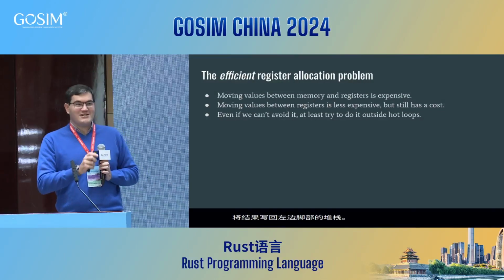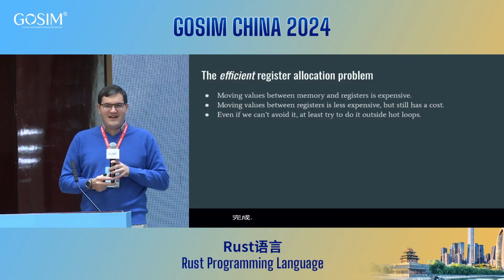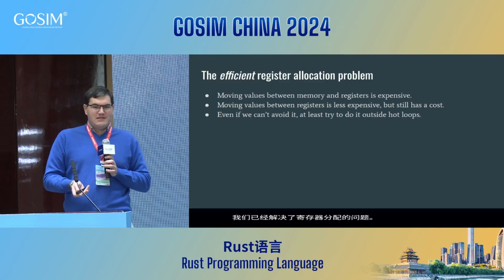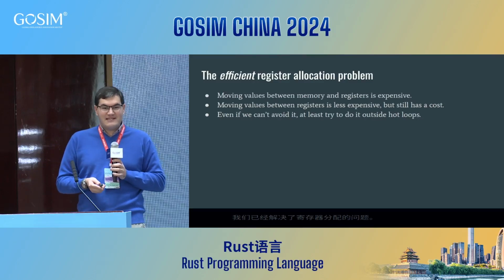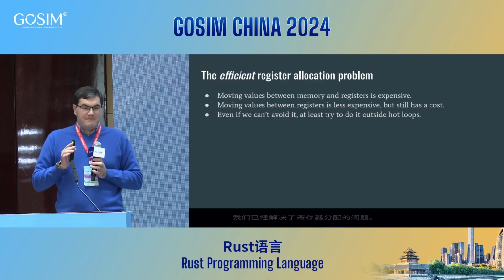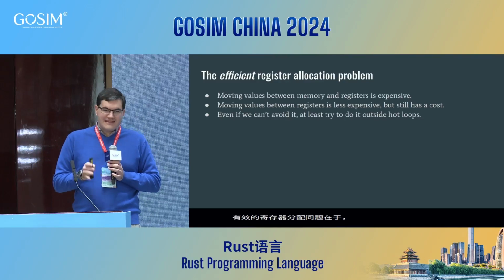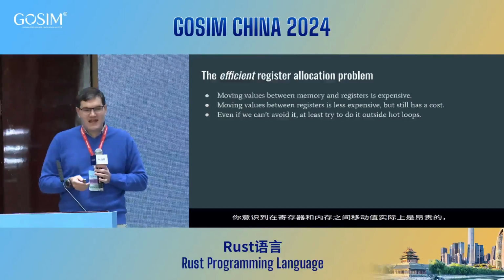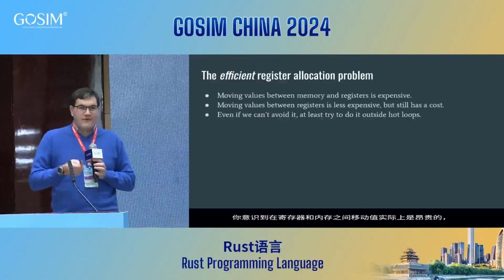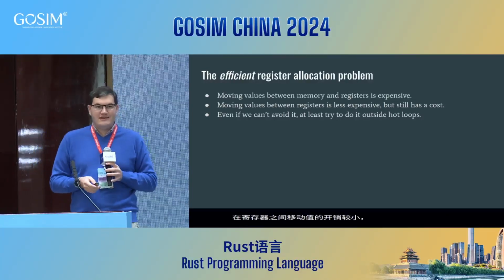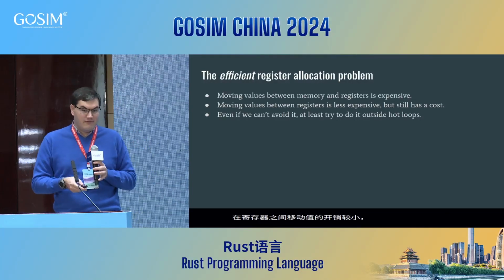The efficient register allocation problem is when you realize that moving values between registers and memory is expensive and actually has a cost. Moving values between registers is less expensive, but it's still a cost. And we want to try to avoid it as much as possible, but especially we want to try and avoid doing these things in the middle of our hot loops.